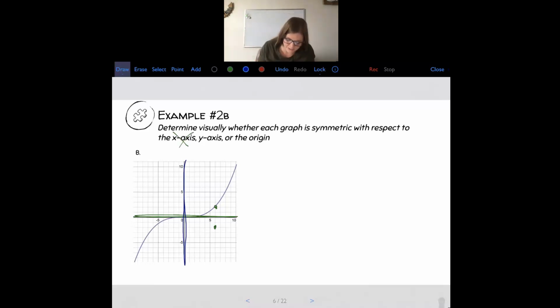Okay. Y-axis, we fold our graph along the y-axis and see if both sides coincide. It doesn't. Again, you could pick a point here. If there was a point there, there should also be a point over here, and there's not. So this is not symmetric with respect to the y-axis.